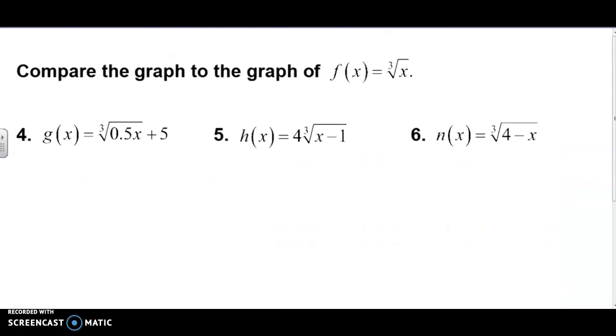So we have these 3 here. It just says compare the graph. You don't have to graph them, just compare the graph. So what transformations are happening with these 3 functions here? If you want to pause the screen, and when you're ready, press play, and we will talk about what the transformations are.